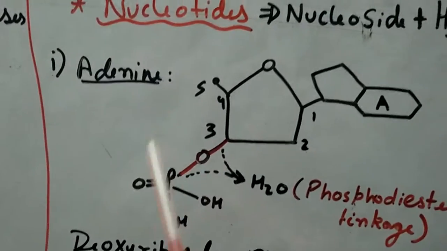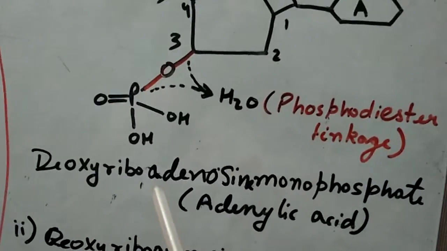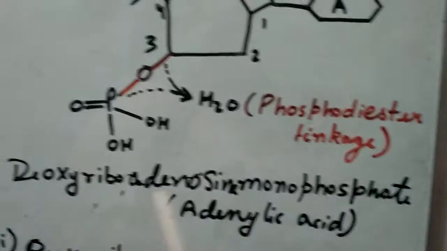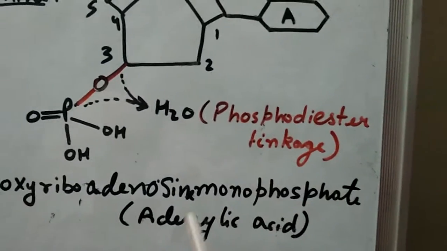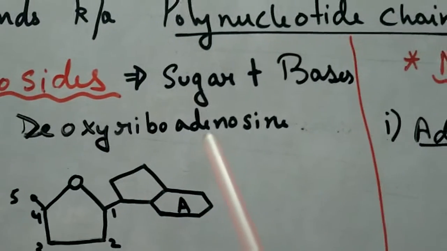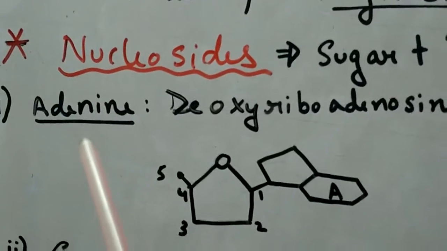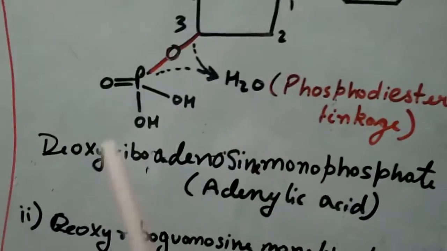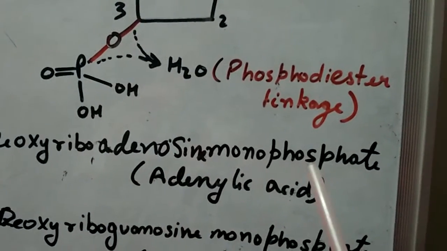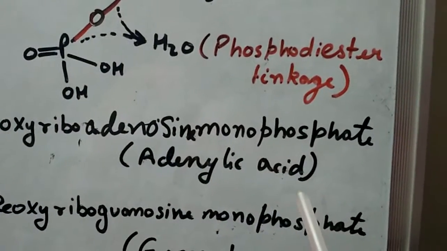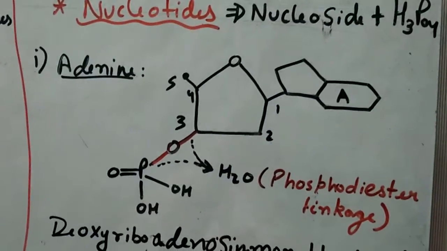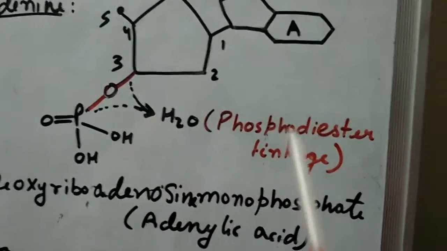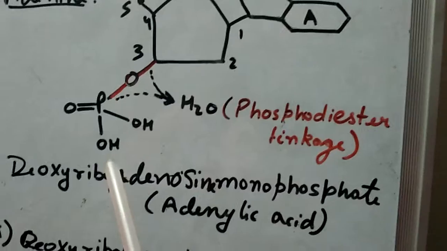So for adenine, the nucleotide is deoxyriboadenosine monophosphate. Just like here, deoxyriboadenosine is the nucleoside in case of adenine. For the nucleotide, you will just write monophosphate against it. So deoxyriboadenosine monophosphate, or adenylic acid, is the nucleotide for adenine, where we have a phosphate group attached to carbon number 3 with a phosphodiester linkage, with the elimination of a water molecule.